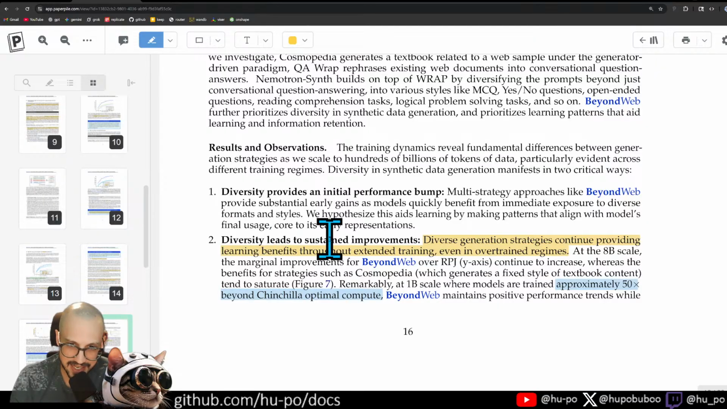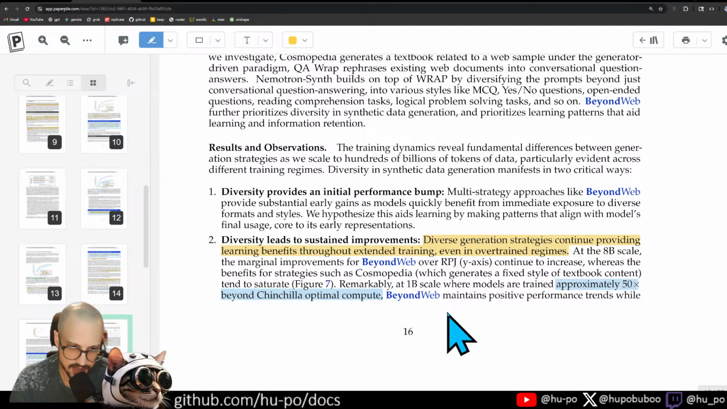Diversity leads sustained improvements. Diverse generation strategies continue providing learning benefits throughout extended training, even in overtrained regimes. The overtrained regime is whenever the model has gone through so many epochs over your data set. The model capacity is one variable, then there's the size of the data set, and then there's how many times you go through that data set. So overtrained means that you've gone through that data set too many times. You've basically had too many epochs.